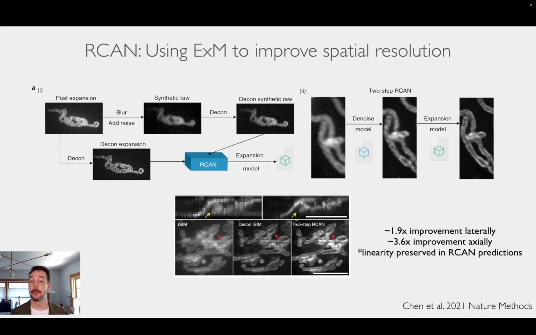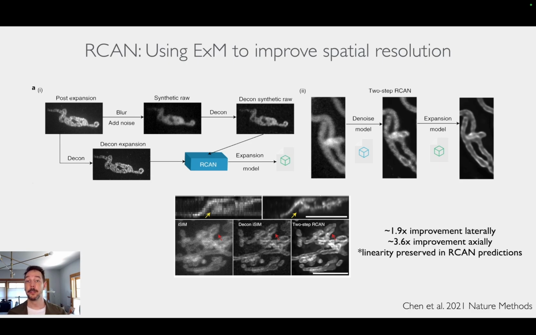In this case, instead of just trying to use restoration approaches to restore images at the same resolution, this approach tried to restore images to an expanded version of the sample. And so the way that they applied this technique is they took an expanded sample, so using expansion microscopy to expand a cell sample to be much larger than it really is, imaged that using their microscope, then convolved or processed that image, basically blurred that image to be similar to how it would look if it wasn't expanded. And use that as one input to the model. And then as the other input, they use the deconvolved version of this expanded image.